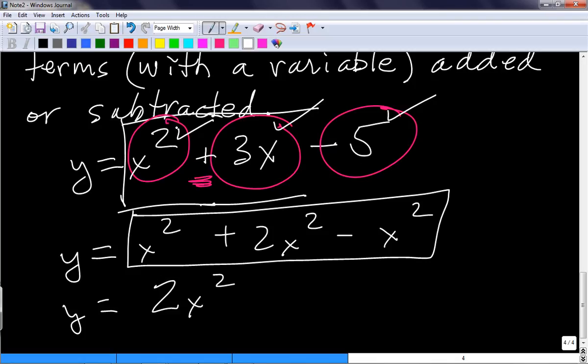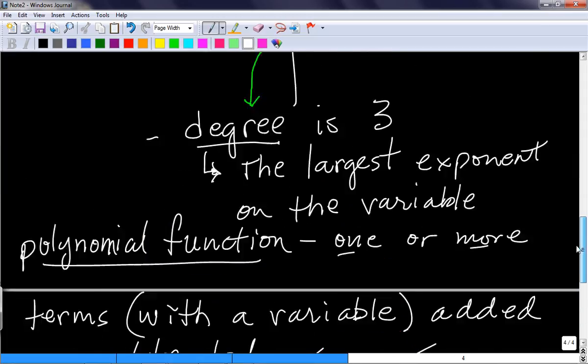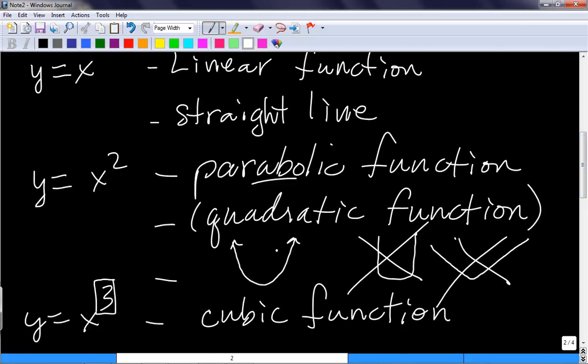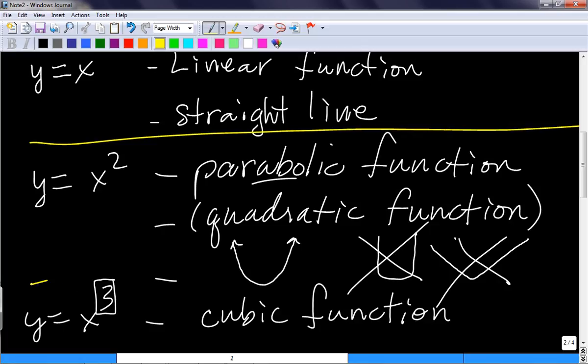Okay, so the degree of the function, though, is still the largest exponent on the variable. So this is a 1. If there's nothing shown, that's a 1. And this is a 2. So this is degree 2. And what shape of graph is degree 2? You remember? It's parabolic. It's this one right here. Okay? All right.